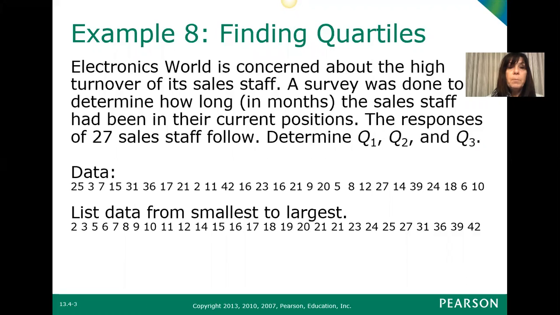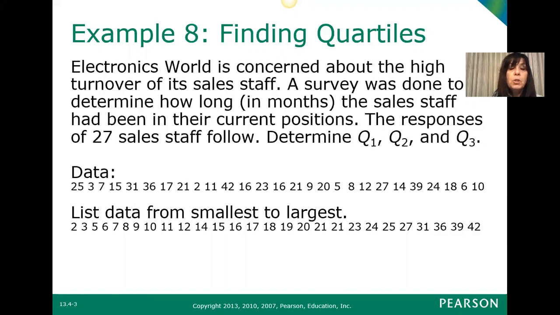So here's an example. In the electronics world, the staff is concerned about high number of turnovers. So they gave us some data about how long in months the sales staff had been in their current position, and there were 27 people who had responded. So here is the data that was the raw data.